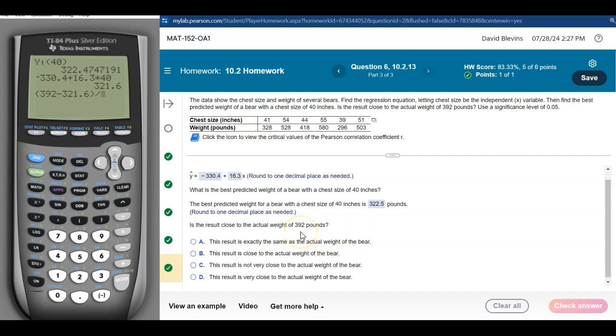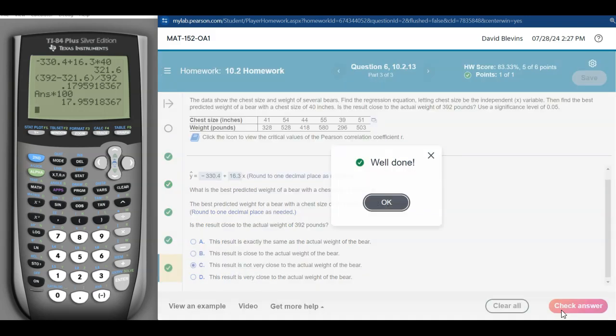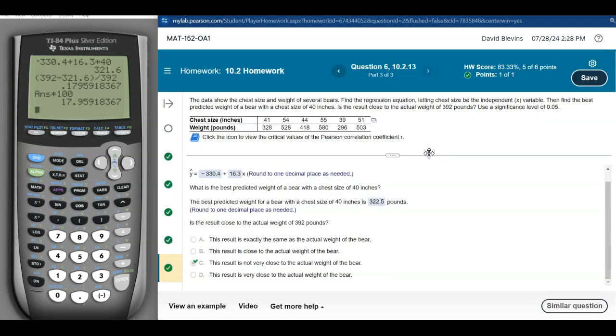The actual is the 392. And then multiply that times 100. And you can see that's almost 18% difference. So these are not close. So the result is not very close to the actual weight of the bear. So that's option C there. Okay. So you're looking for that 5% threshold that we've been using all semester for close on a question like that.